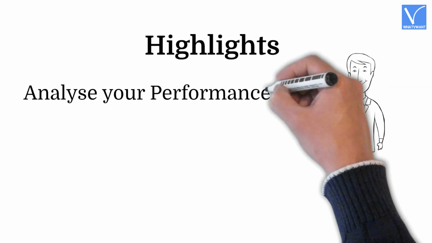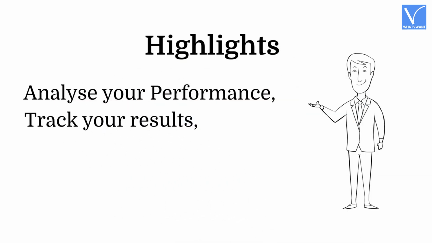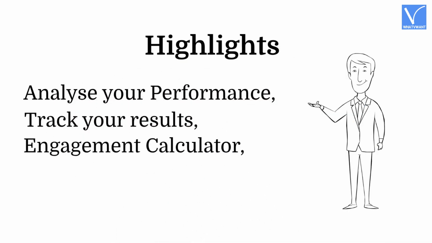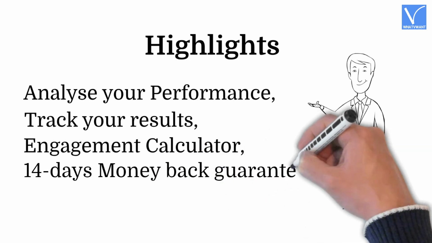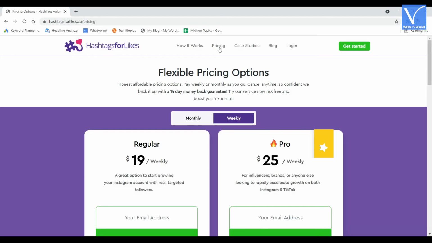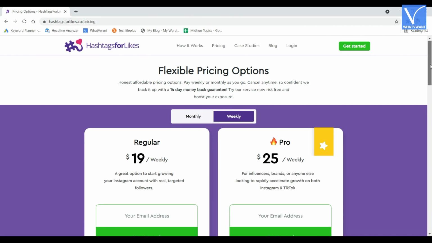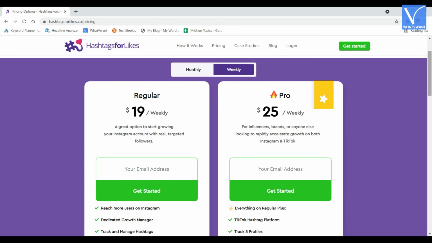Highlights. Analyze your performance. Track your results. Engagement calculator. 14 days money back guarantee. Pricing. HashtagsForLikes is available in regular and pro versions on weekly and monthly basis. These are the prices of weekly payment. Here are the prices of monthly payment.